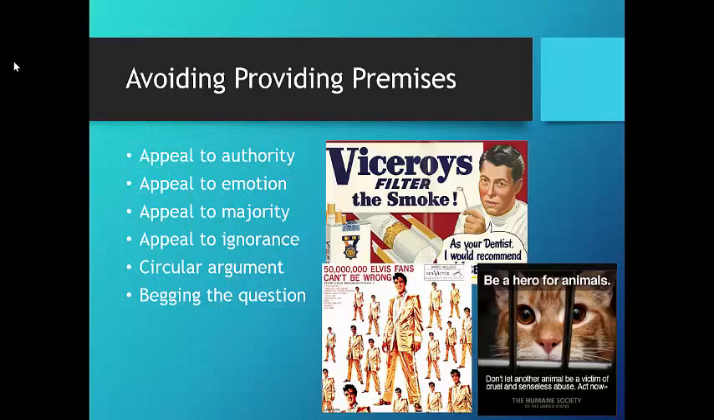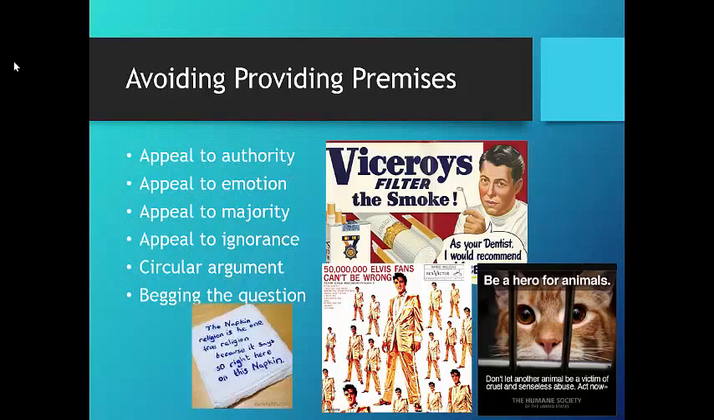If everyone thinks so, it must be true. 50 million Elvis fans can't be wrong. I don't have an image for appeal to ignorance, but that's just an argument that says if you can't prove me wrong, then I must be correct. And you have some examples of that in the handout. Bigfoot must exist because nobody's proved that Bigfoot doesn't exist. The last 2, circular argument and begging the question, are kind of similar.